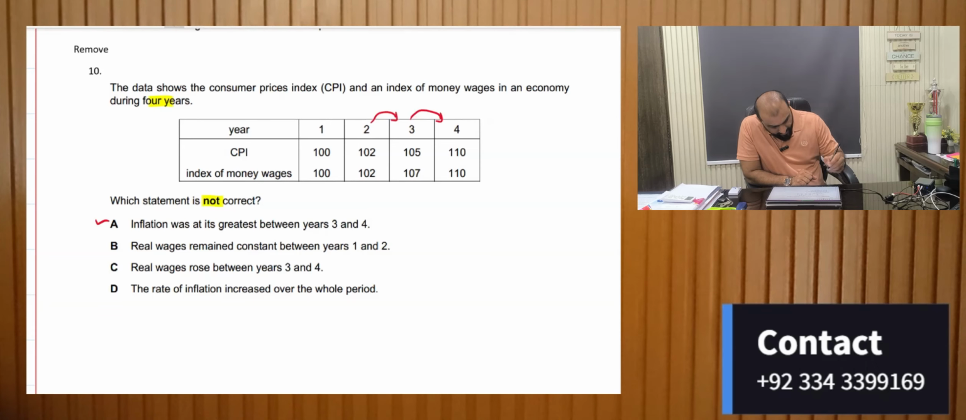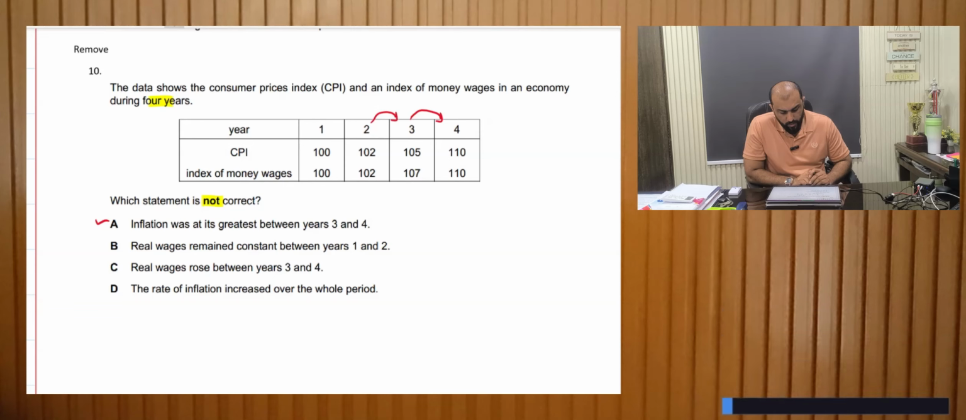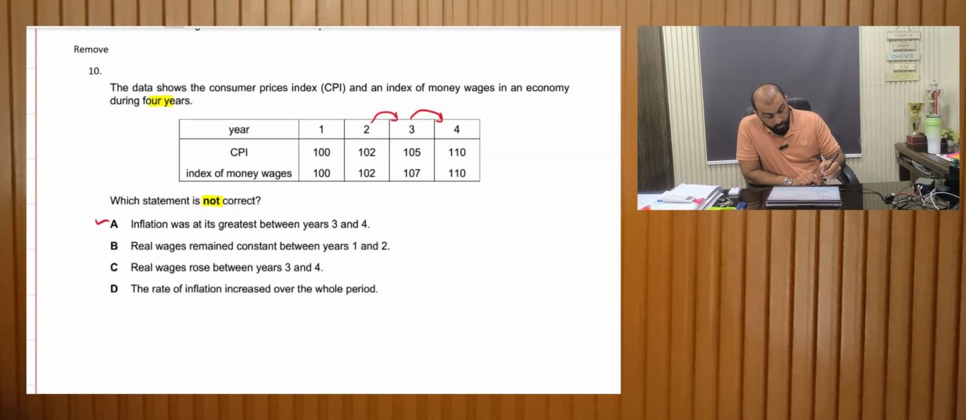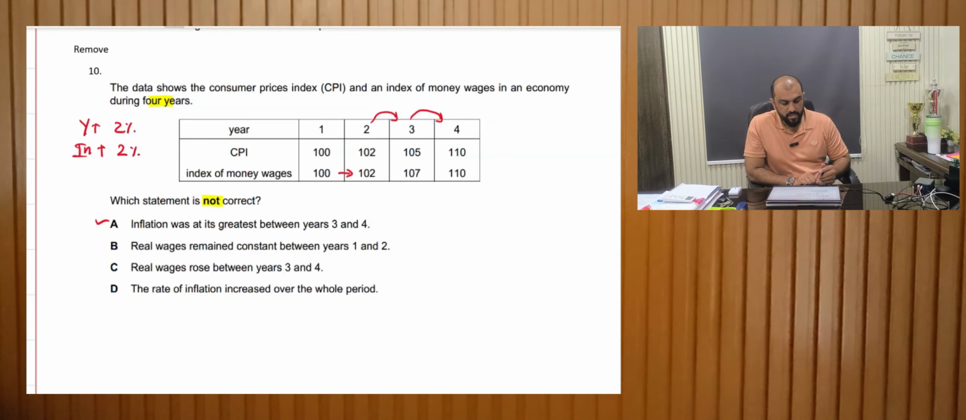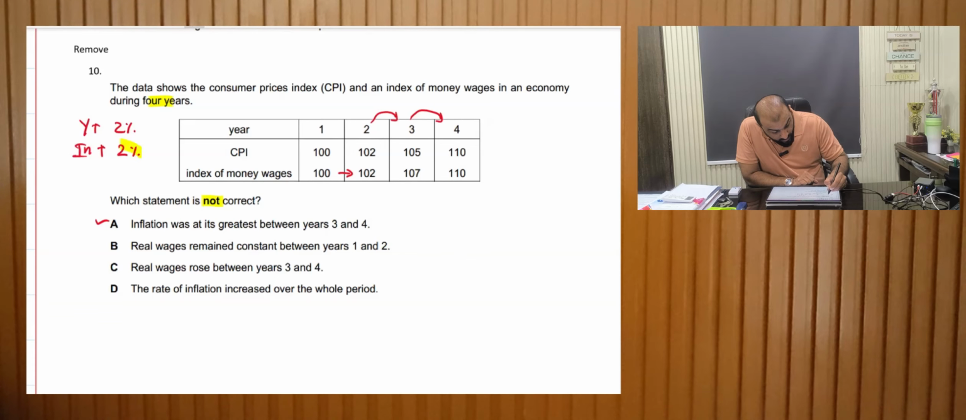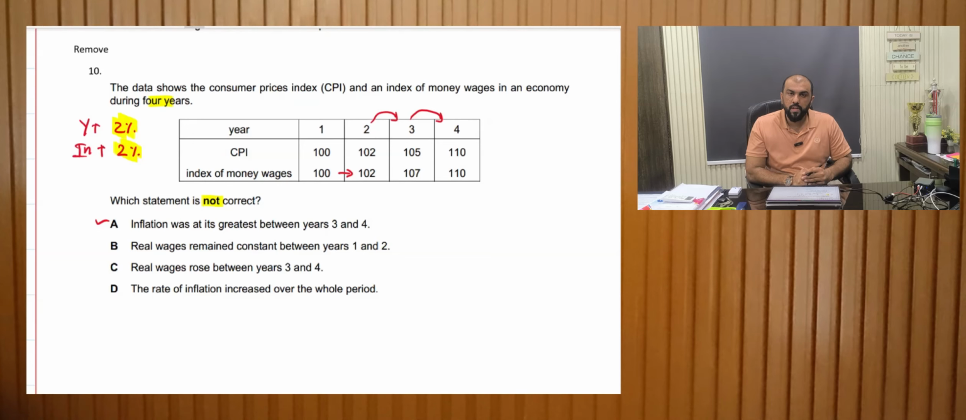So this is correct. The real wages remain constant between year 1 and year 2. Well, let's look at the options, year 1 and year 2. Now the income increased by 2% and the inflation increased by 2%. So the purchasing power fell by 2% and was compensated by an increase in the income by 2%. So the purchasing power remained the same, and we can say the real income remained the same.